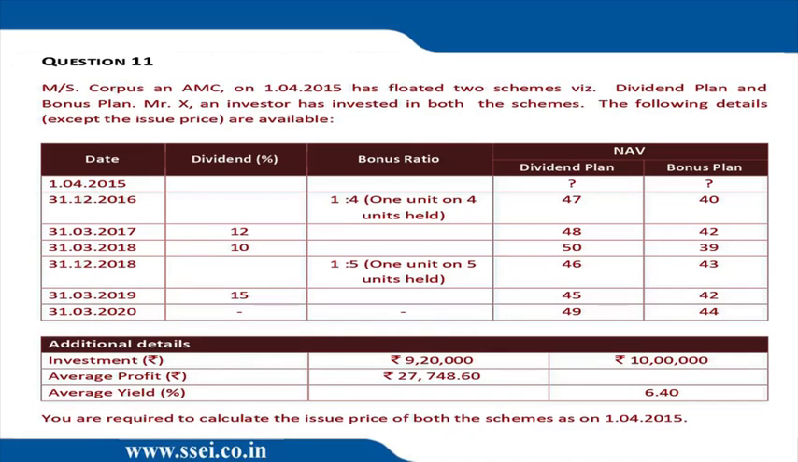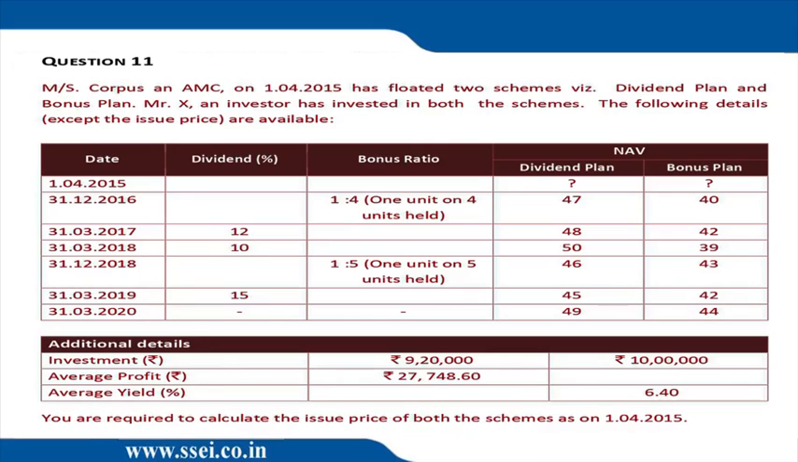Now the second table is given, where the amount invested in the two schemes was 9,20,000 and 10 lakh respectively. Average profit, that means profit divided by number of years, is 27,748 in scheme 1. So we can multiply it by 5 to get the total profit. In the case of scheme 2, it is 6.4% average yield, which means 6.4 into 5. That's the total yield over 5 years. You are required to calculate the issue price of both the schemes as on 1st April 2015.